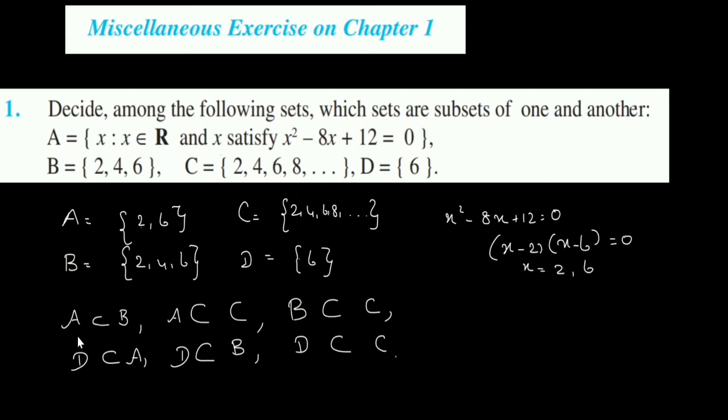So that means A is a subset of B, A is a subset of C, B is a subset of C, D is a subset of A, D is a subset of B, and D is a subset of C.